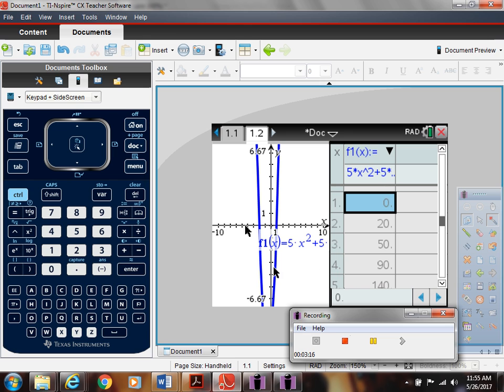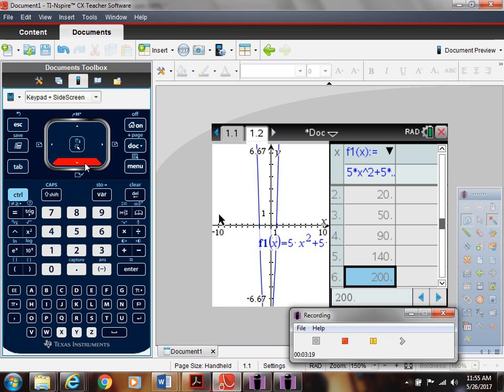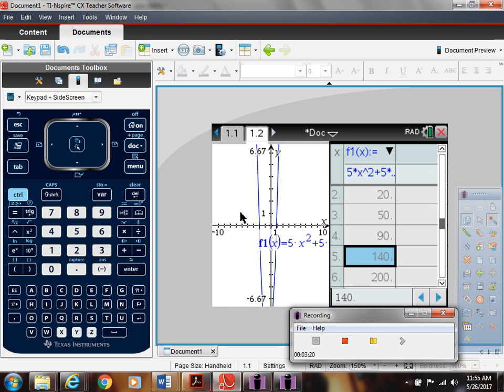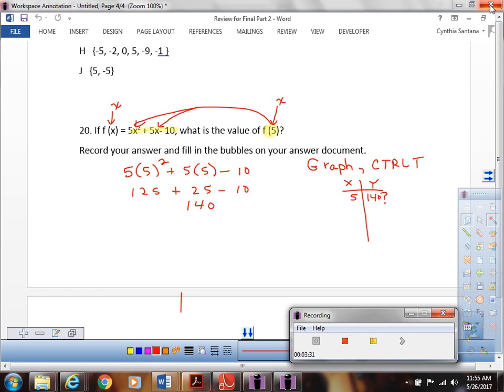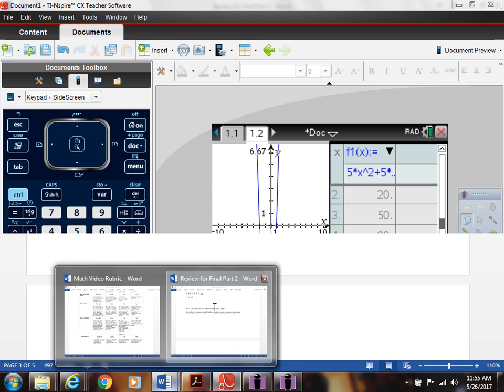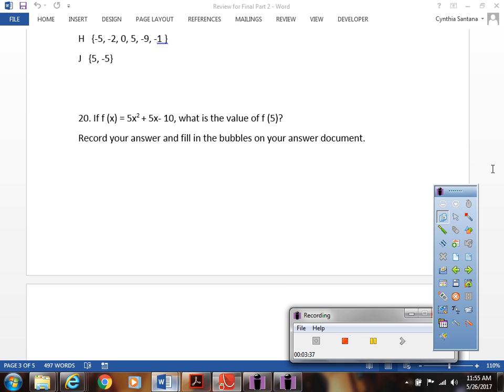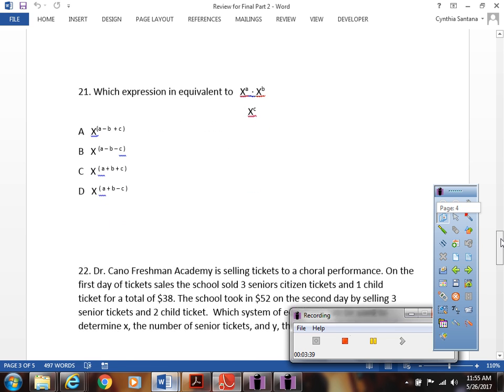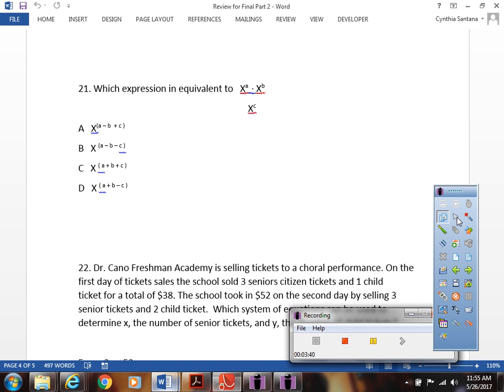All right, so right here, if you scroll down, please look. You could just graph and control T. So notice, the x is 5, and then you just look for your answer under the y column. Okay. All right, so let's look at 21. Number 21, I'm going to show you how you can use the store option.